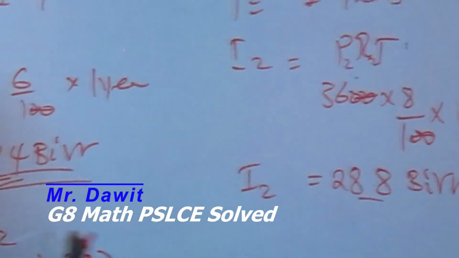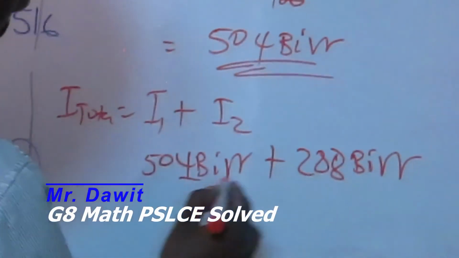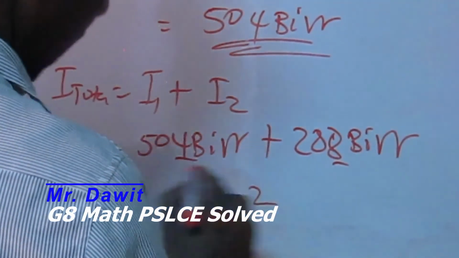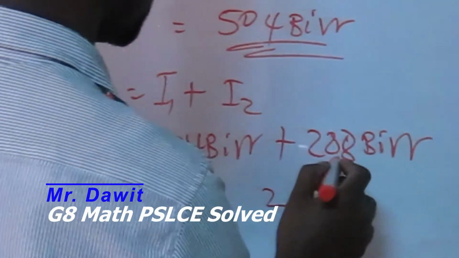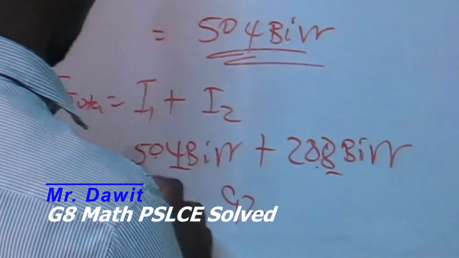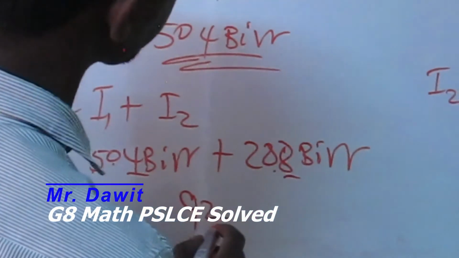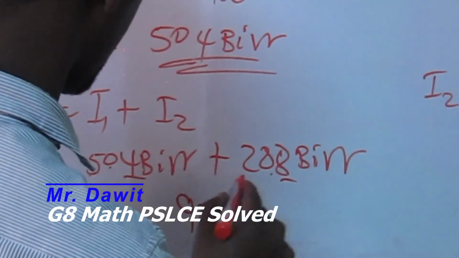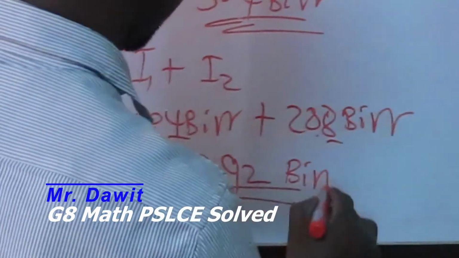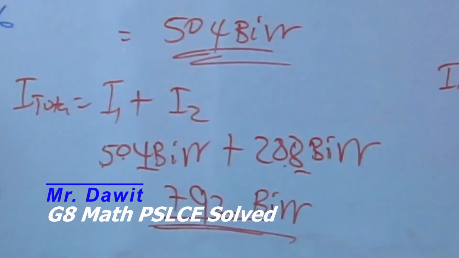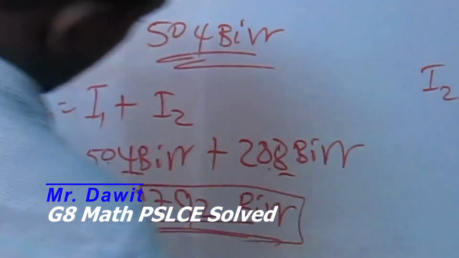504 plus 288 birr. Now let us add: 4 plus 8 is 12. Here 1, 0 plus 1 plus 8 is 9. Now 5 plus 2 is how much? 5 plus 2 is 7. So the total interest becomes what? 792.